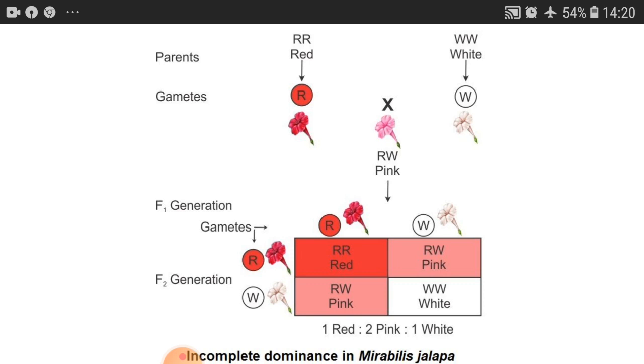So here the phenotypic ratio and the genotypic ratio are the same. The phenotypic ratio is also 1:2:1 and the genotypic ratio is also 1:2:1. So this ratio, 1:2:1 in the phenotype of F2, is the characteristic or diagnostic ratio of incomplete dominance.